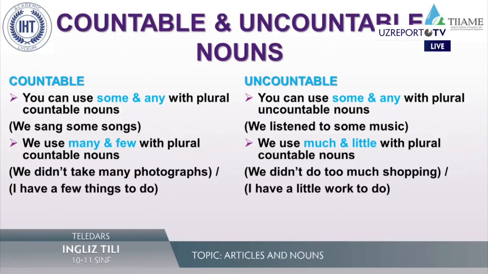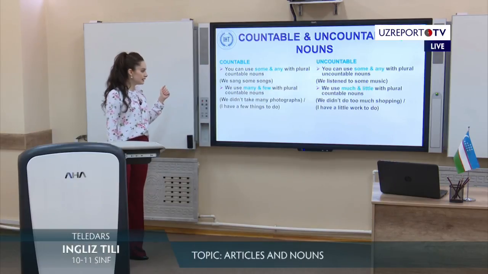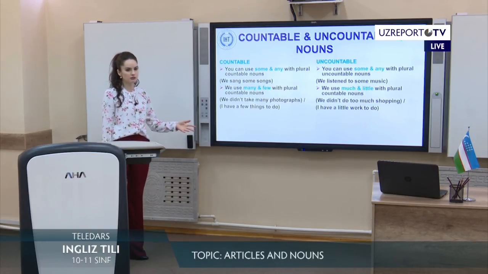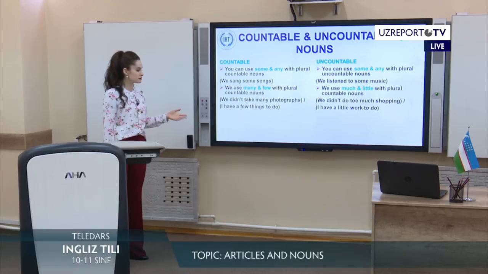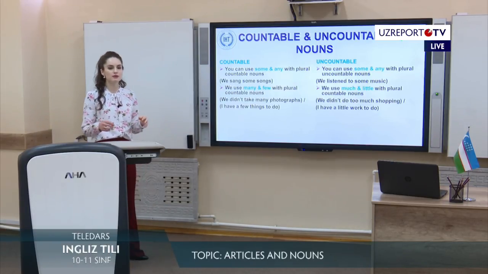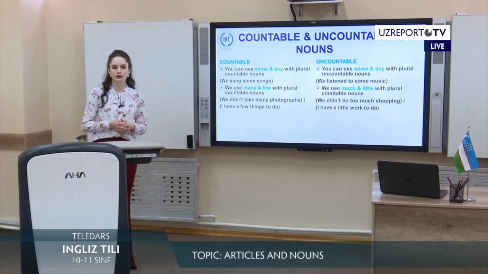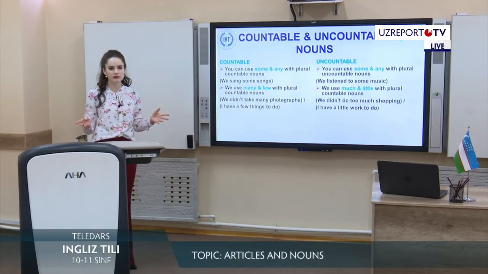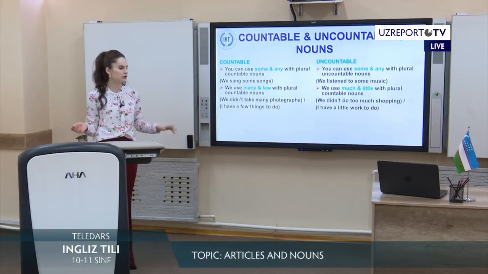many. Like in your example, we didn't take many photographs. So we may count maybe 10, maybe 3, maybe 20 photos. And few we use when we talk about a small amount of countable nouns. I have a few things to do. Maybe a couple of things, 2, 3, 5, no more.